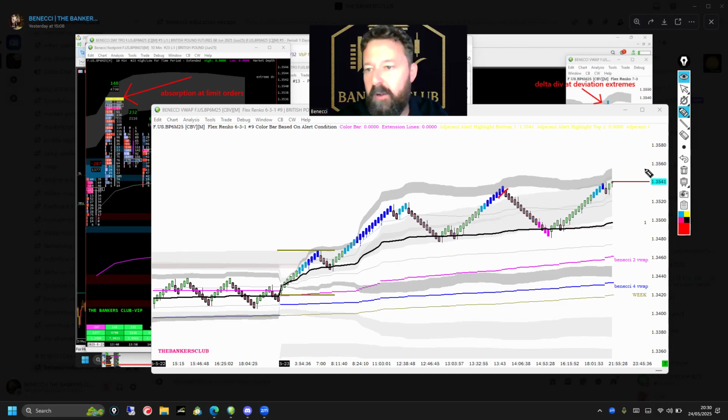So it's an early warning trigger for me to look out for a trade. When it marries up with the deviation band extremes, it's just another confluence. So that's kind of what that is.